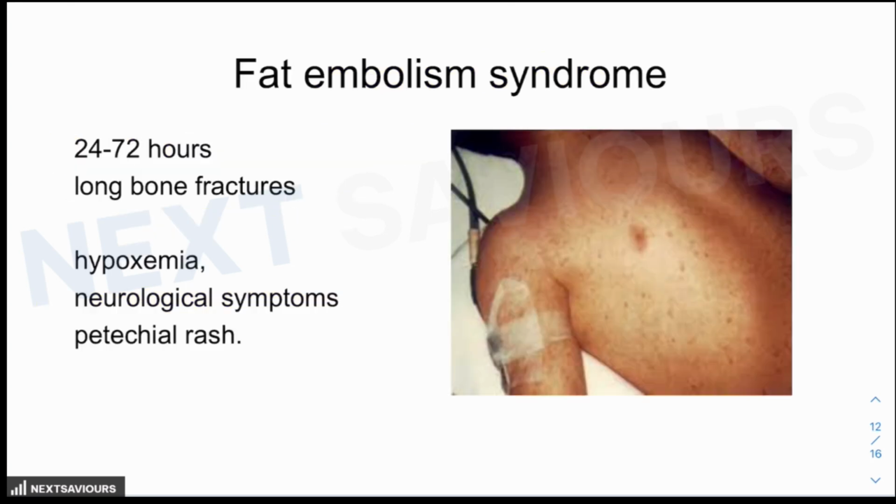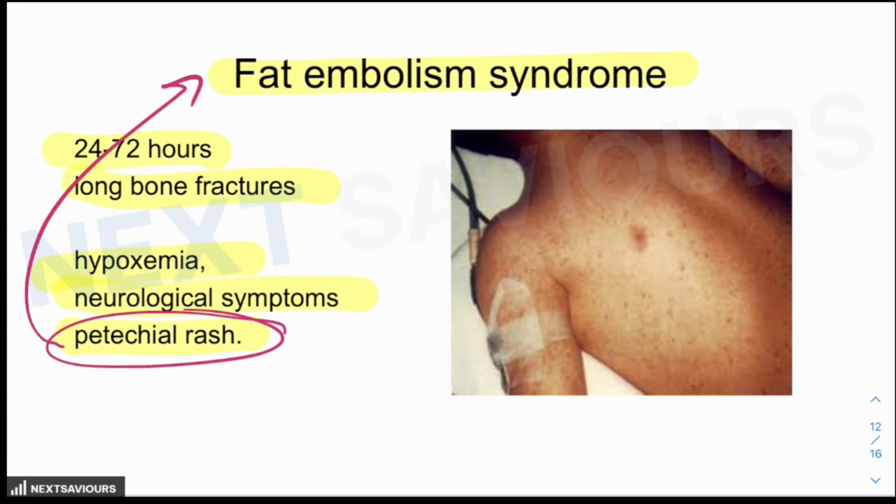Then coming finally onto the fat embolism syndrome. Fat embolism typically occurs 24 to 72 hours after a long bone fracture or any orthopedic surgery, and it presents with the triad of hypoxemia, neurological symptoms like confusion and altered mental status, and petechial rash. Whenever you see the word petechial rash in any question related to orthopedics, or a petechial rash where orthopedic surgery has been performed, then you can safely mark the answer of fat embolism syndrome.